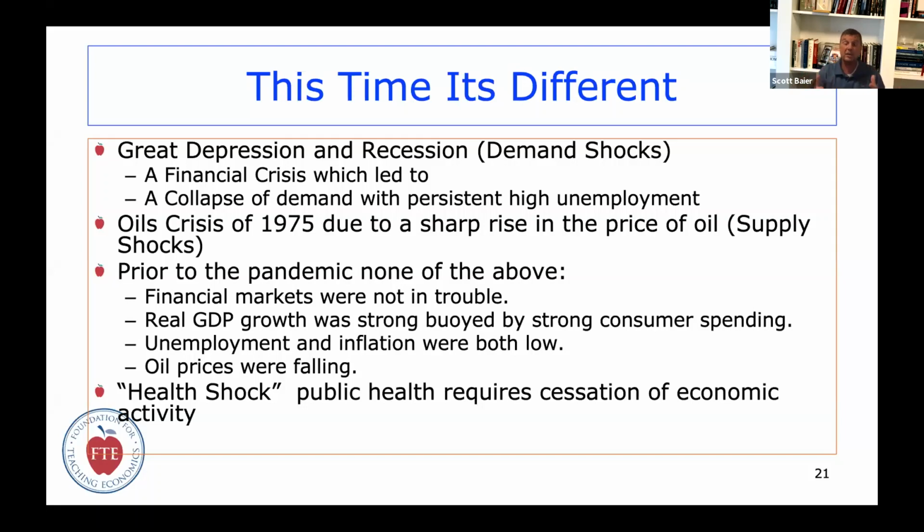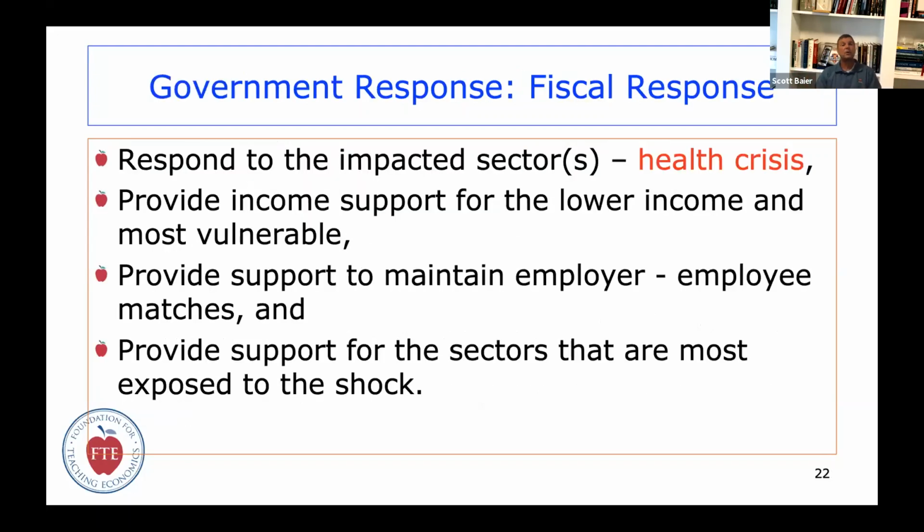What we're trying to do is support the financial side for households, and also support what you'll see, I believe on the next slide, the relationship between employer and employee. Again, the economy was doing very well with low unemployment. We want to keep the matches between employee and employer. So again, what should the government response be? I think most economists also agree with this statement.